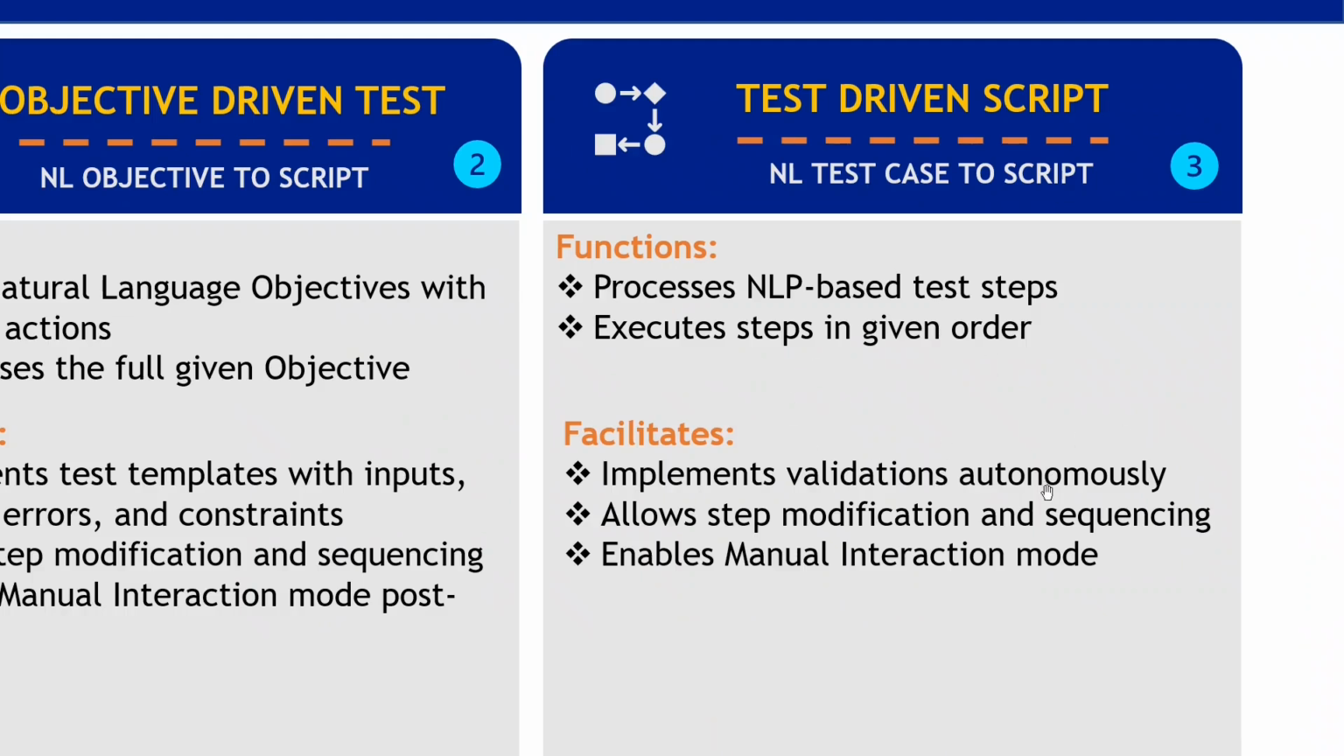Test-driven script. This processes NLP based steps and executes the steps in the given order. Suppose you have a test manager and you are running the Lambda test ecosystem, and your manual test cases are exported from an Excel sheet to the test manager, and you have to build a script for that. Either you have to start the Kane AI journey from the beginning and give the steps manually, which is again a redundant effort.